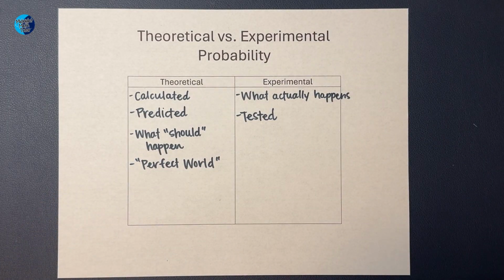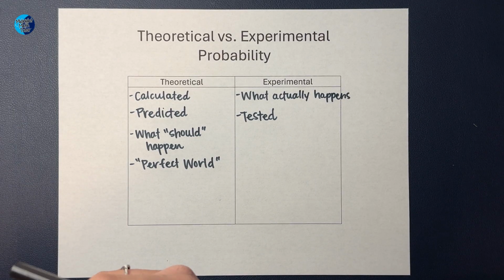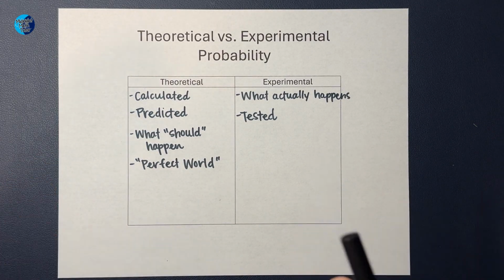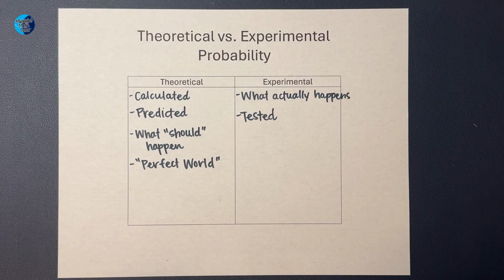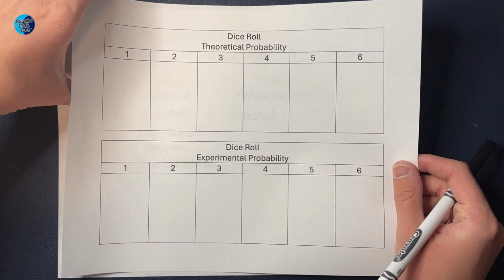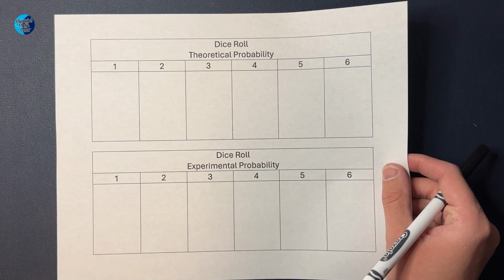But if you were to randomly pick 1,000 families that have 4 kids each, and you were to tally up the boys and the girls, it is probably going to be pretty close to 50-50. All right, let's go ahead and look at this with rolling dice.